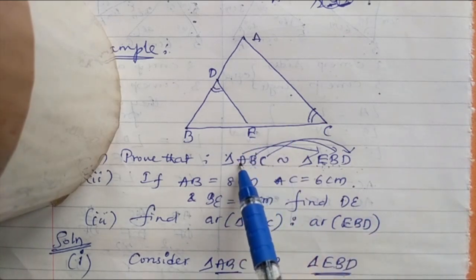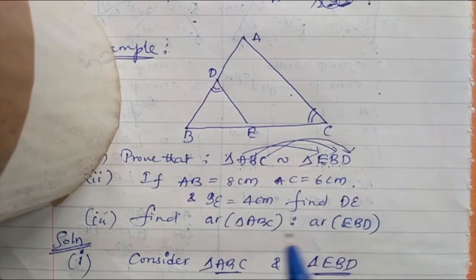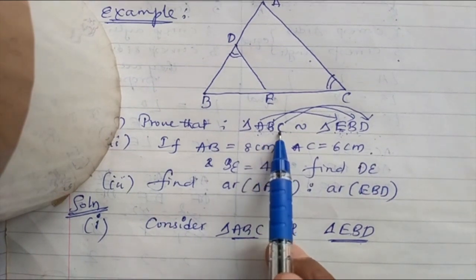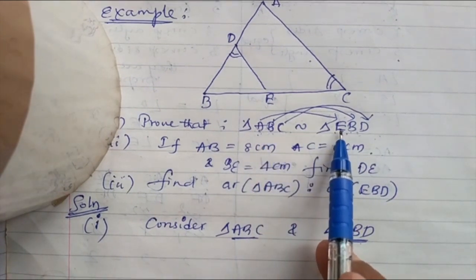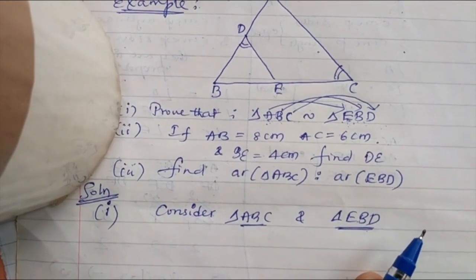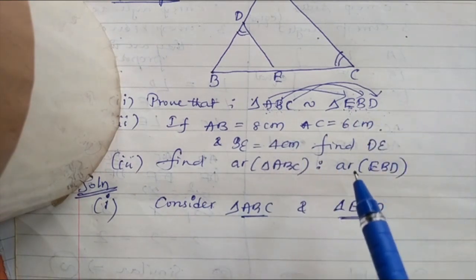If you write B here and A there, then angle B becomes equal to angle A, and that is the wrong way of writing. In the question itself, most of the answer is hidden. It says prove that triangle ABC is similar to triangle EBD. So you need not worry. Proving similarity of triangles is very easy. In the question only, the answer is hidden.